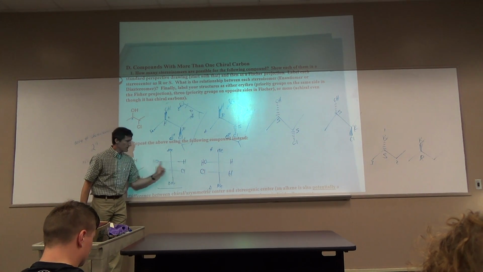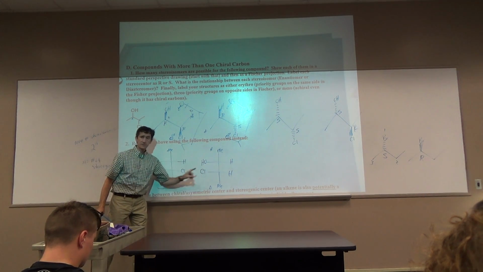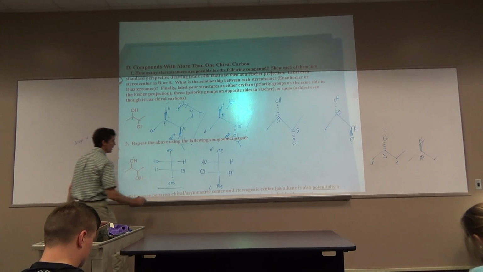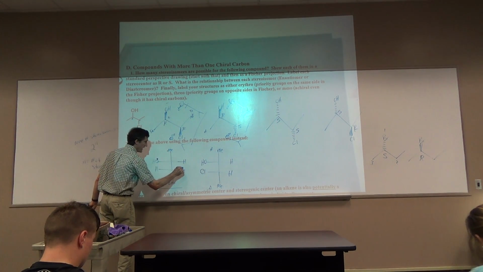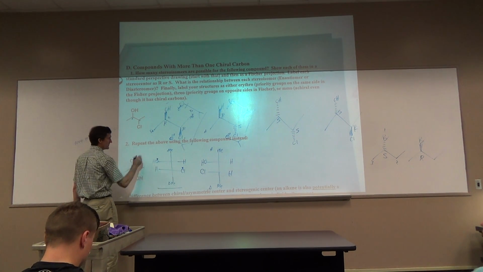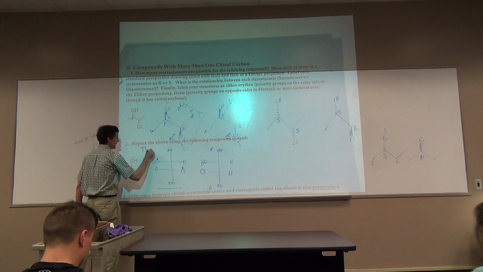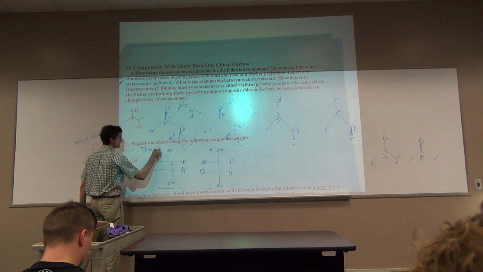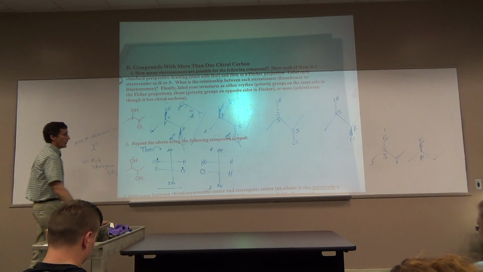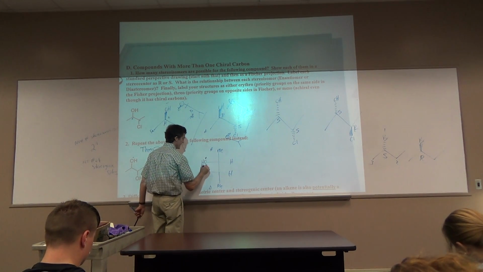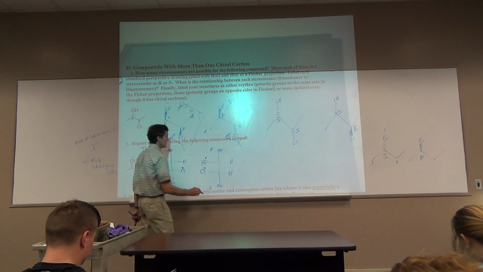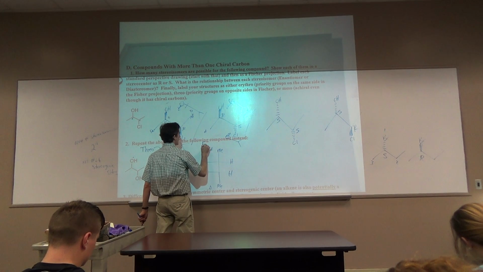Here, these two big groups are on opposite sides of the Fischer, but here they're on the same side of the Fischer. That actually has terminology. When your high priority groups are on opposite sides in Fischer, that's called threo. When your high priority groups are on the same side in the Fischer, that's called what? That's called erythro.